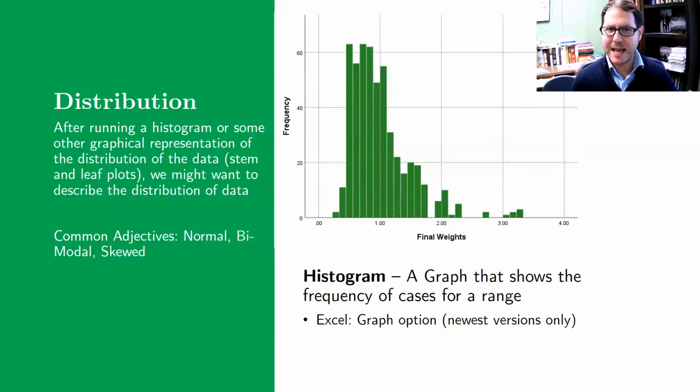And it counts how many cases are in the ranges. And so the higher the bar, the more cases are falling in that narrow range. And you can get a sense of how things are distributed.